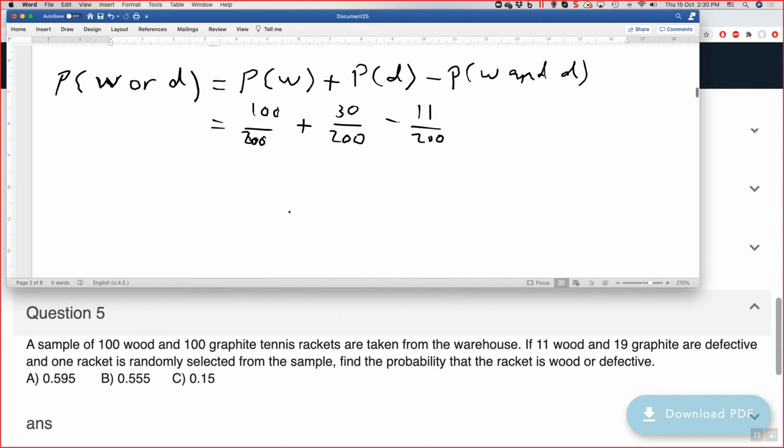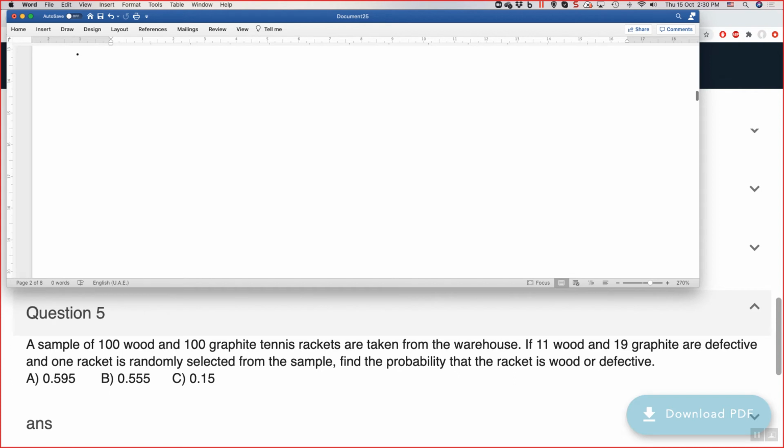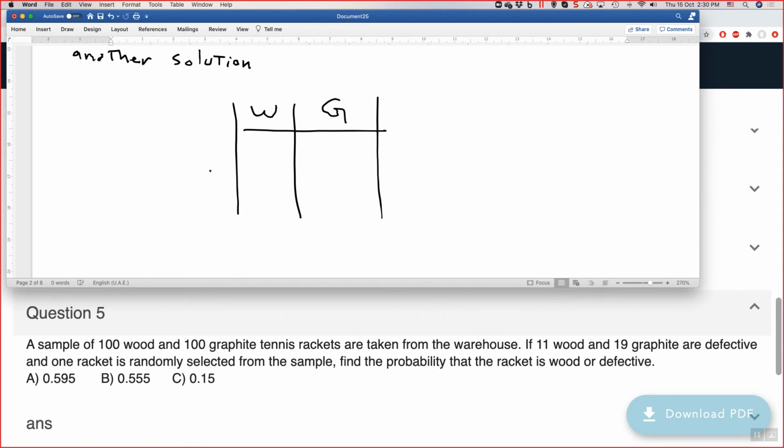The other type of solution is that I will actually build a table itself. So I have tennis rackets. Some of them are wood, so I'm just going to write the wood here. And some of them are graffiti, so I'm going to write the graffiti here. And some of them are defective, so I'm going to just write defective here. And some of them are not defective, so I'm just going to write D bar here. It's not defective.